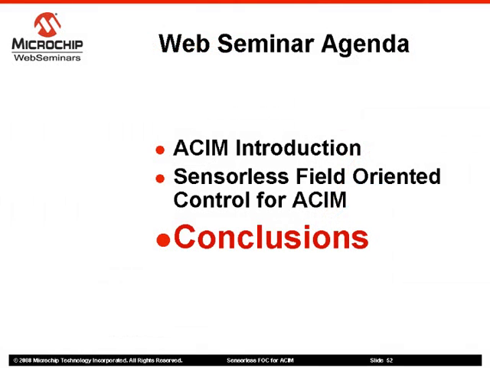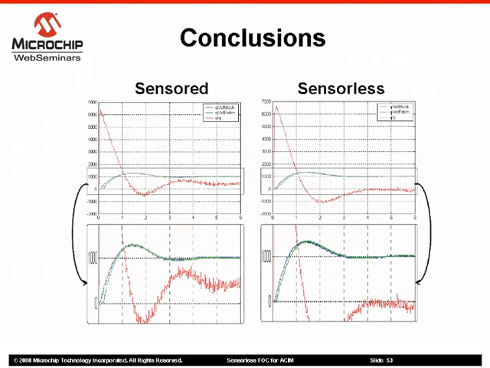In summary, we have discussed basic characteristics of an AC induction motor. We've discussed each of the field-oriented control blocks, including a more detailed discussion of the angle and speed estimator. The experimental results prove that there is no significant difference between the step response of the sensorless control and the sensored control. The estimator can replace a position sensor without sacrificing dynamic response of the control.